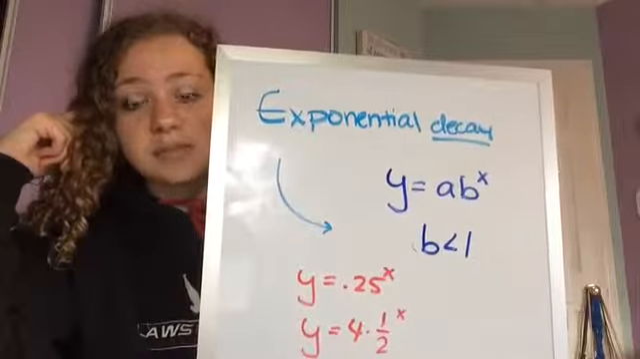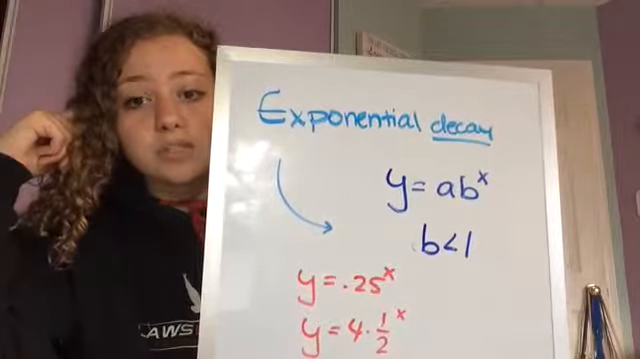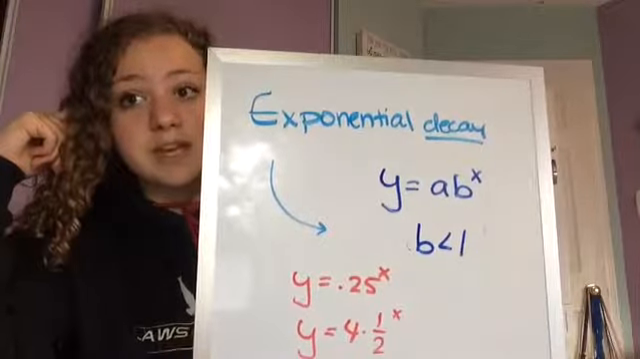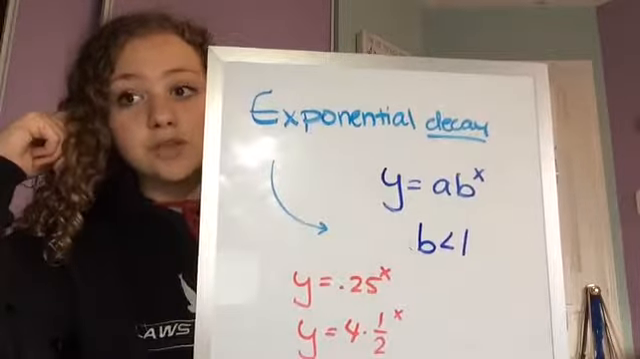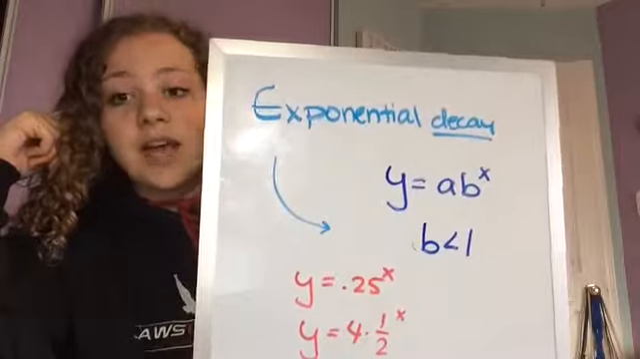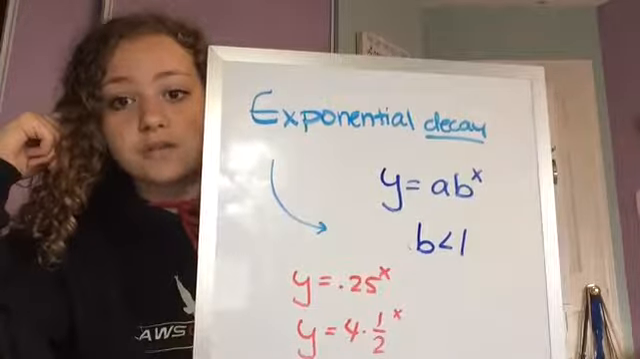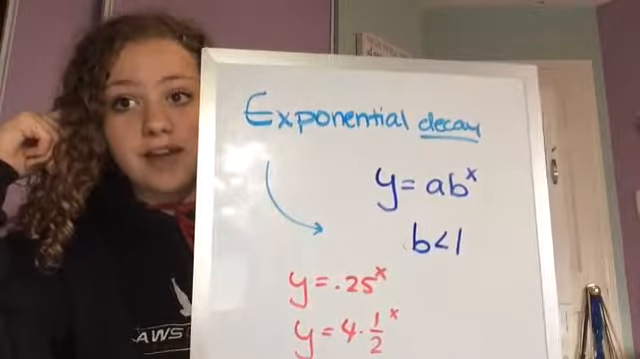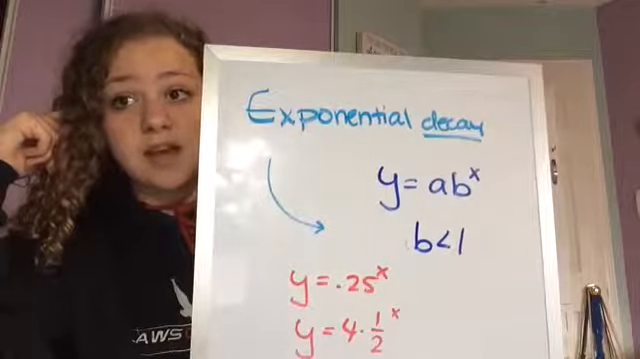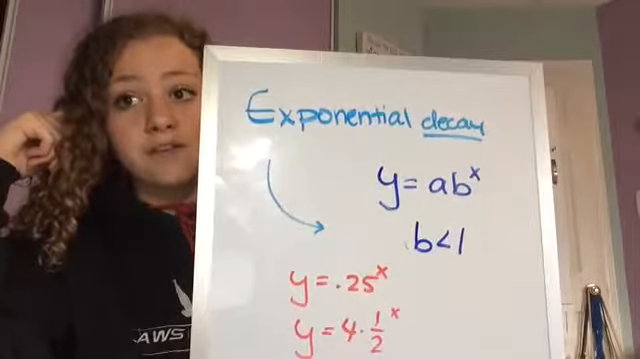Now looking at the examples I put down in red, y equals 0.25 to the power of x would be an exponential decay because 0.25 is smaller than 1. Now looking at the second example, y equals 4 times a half to the power of x, it would also be an exponential decay because our b value, 1/2, is smaller than 1.